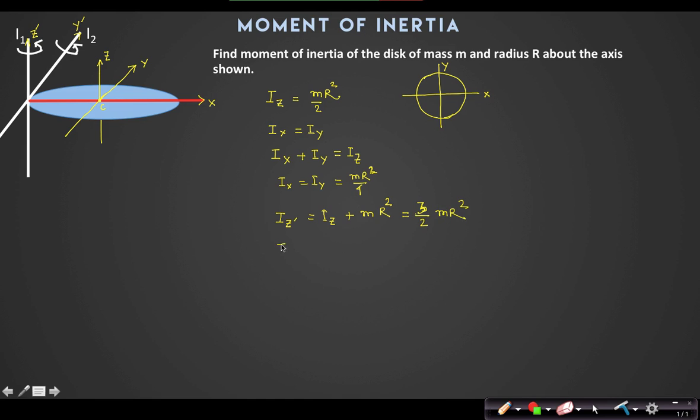And also can I say Iy prime is equal to Iy plus mr square? Because now these two are parallel axes, one is passing through the center of mass. So that is equal to mr square by 4 plus mr square, which is 5 by 4 mr square. That is the answer of this question.